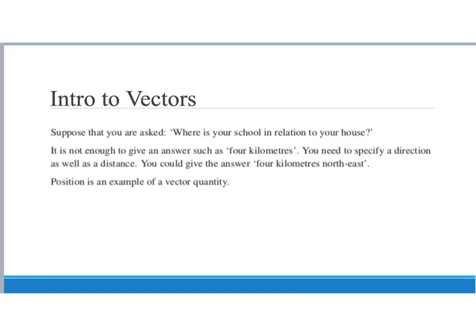So suppose that you are asked, where is your school in relation to your house? It is not enough to give an answer such as 4 kilometres. You need to specify a direction as well as a distance. You could give the answer 4 kilometres northeast. So the fact that you've added this northeast aspect gives it a direction as well as a distance, and hence it's a vector. So position is an example of a vector quantity.